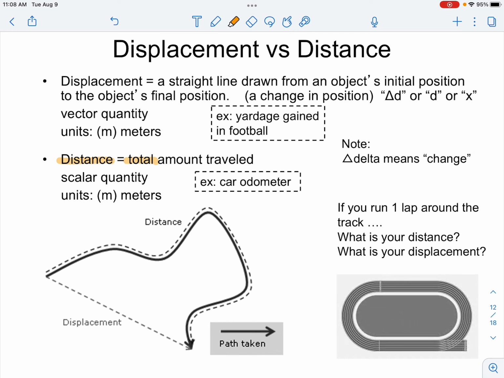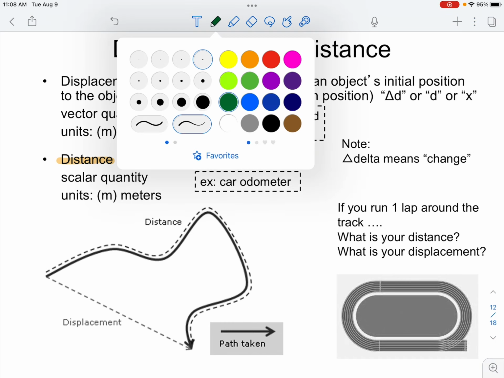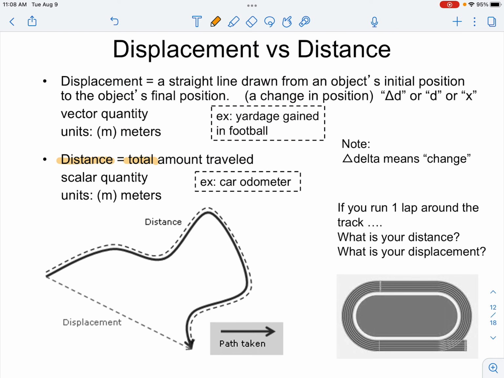So if specifically we have an object that's going to travel 2 meters north, and then say that object goes 5 meters south, and then from here, the object is going to go 1 meter north. Well, if we wanted to know the distance traveled, I would just add up 2 plus 5 plus 1 for a total of 6 meters.